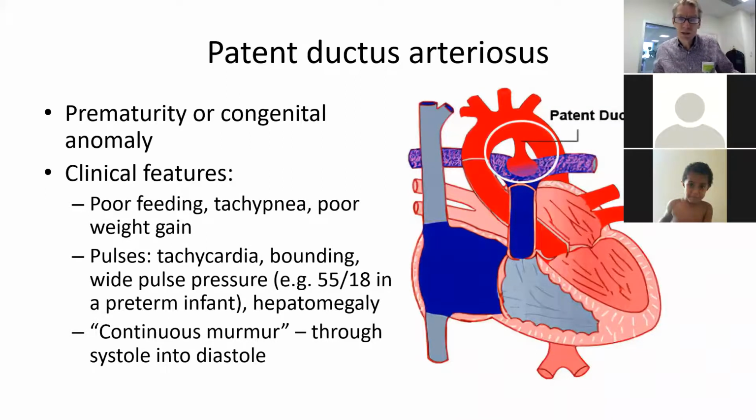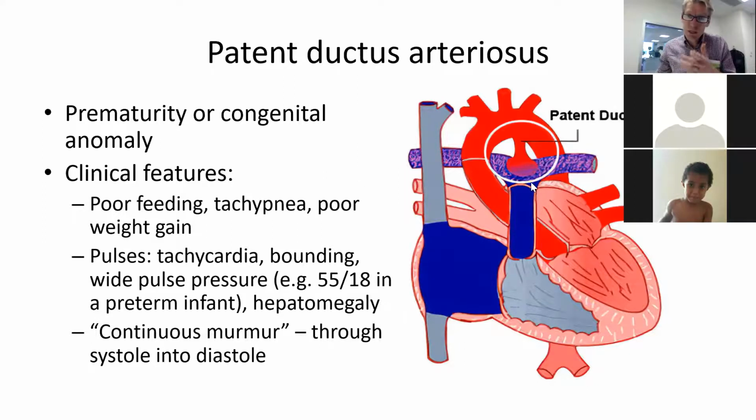Okay. The babies who've got a PDA, you can tell because of their clinical features. And so if a child's got a big VSD, then often their pulses will be quite low volume, and sometimes they'll have those signs of low output heart failure, because most of the blood's going from the left side to the right side, and not much of it's going out the aorta.